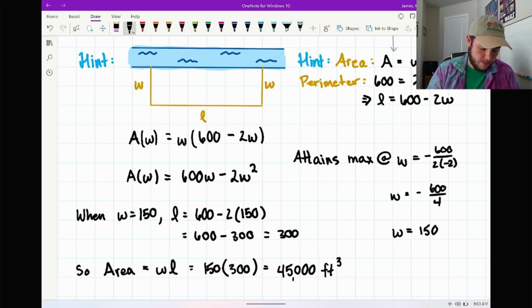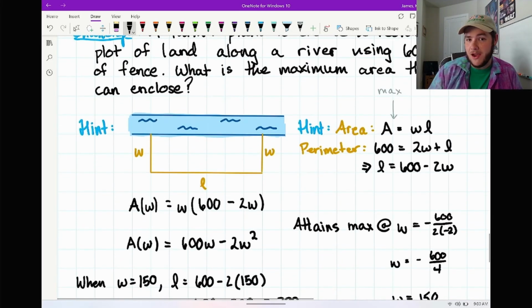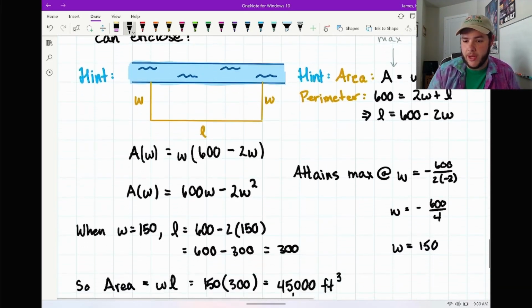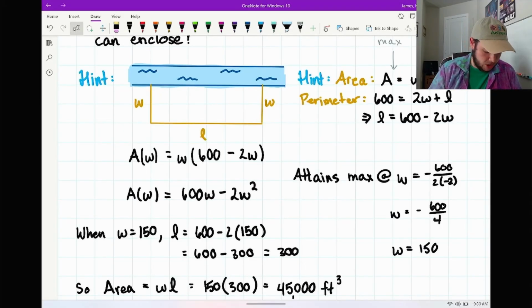But remember, the problem asked to find the maximum area, not the maximum width of the plot. Using this information, I know that when W is 150, L, using my formula I've got up here, has to be 300. So the area would be 150 times 300, or 45,000 cubic feet.